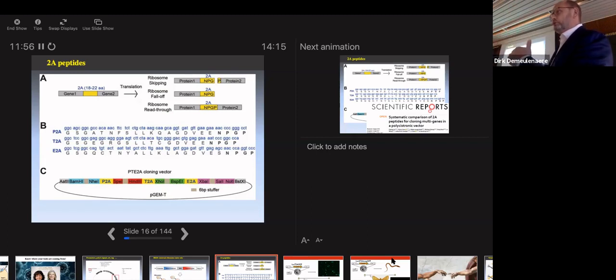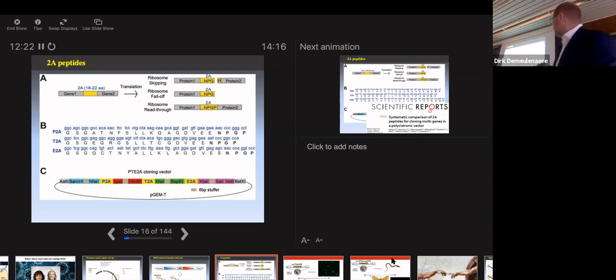So if you take this sequence, you will in fact have a fusion protein consisting of protein 1, the 2A peptide, and protein number 2. Now, this is a single open reading frame controlled by a single promoter, and you will produce an mRNA. When the ribosome translates this mRNA, three situations will occur.